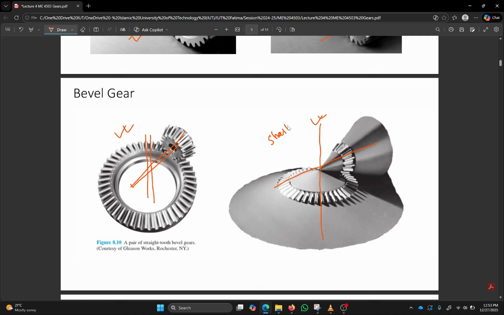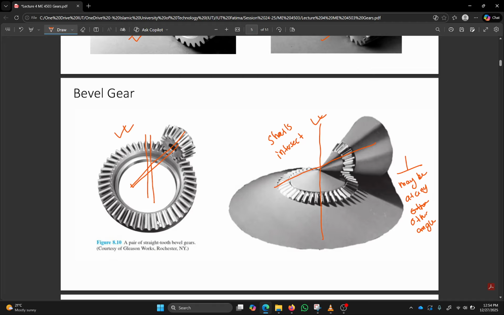They intersect. And one thing I want to tell you is that the intersecting shafts may be perpendicular or may be at any other angle. It's not mandatory that they always have to be 90 degrees. Okay, so these are bevel gears.